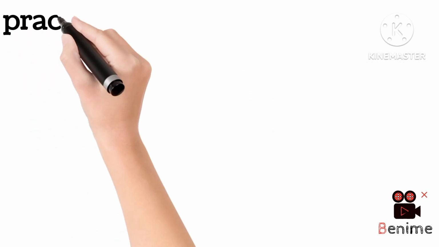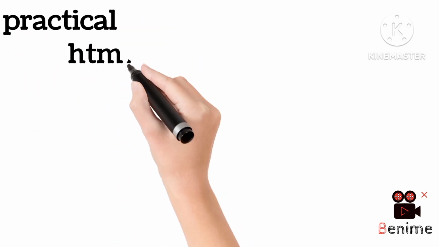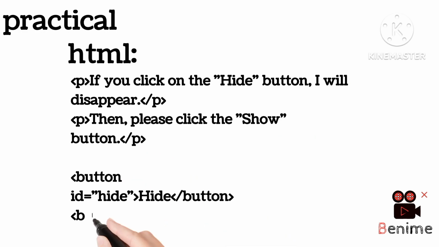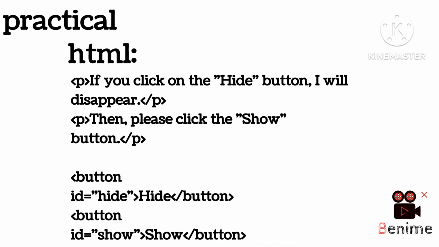Let's do a practical of the hide and show methods. Firstly, you will have to write an HTML like this. You will give 2 buttons with ID hide and ID show.